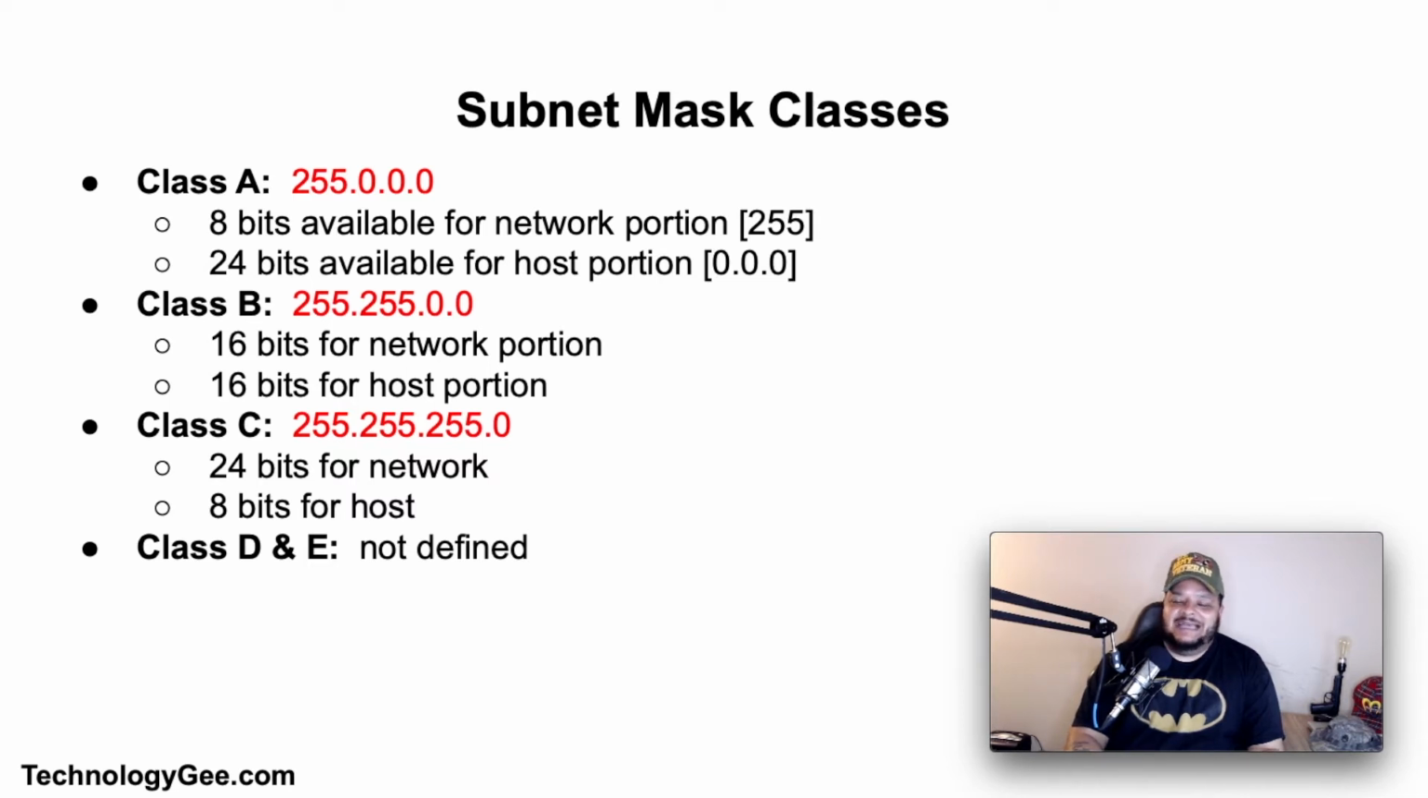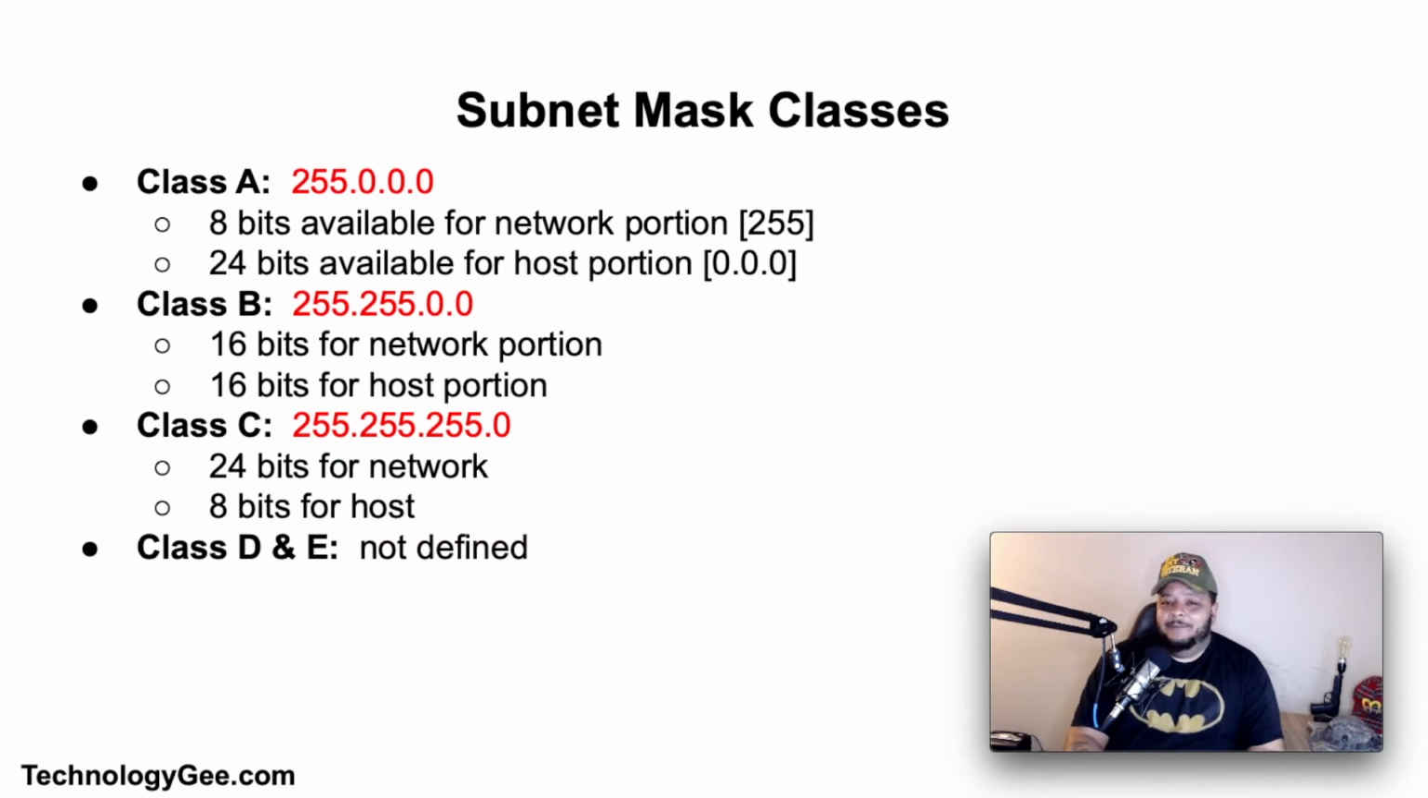So you have class A, that is 255.0.0.0. That has 8 bits available for the network portion, which is represented by the number 255, and then 24 bits that are available for the host portion, which is the last 3 zeros. Then you have class B, that is 255.255.0.0. That's 16 bits for the network portion and 16 bits for the host portion. You have class C, that's 255.255.255.0. That's 24 bits. That's for the network ID.